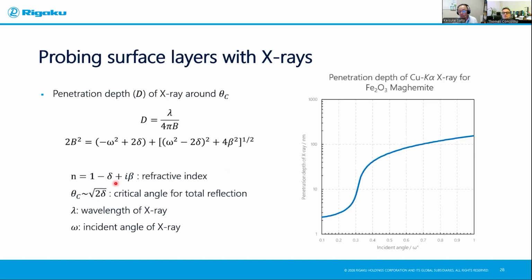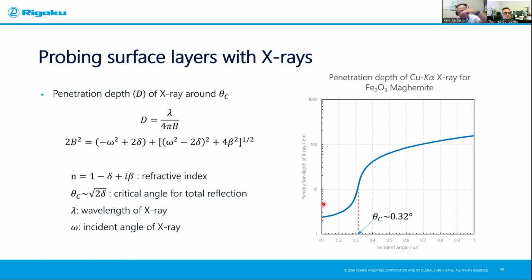Assuming this, this is the calculated result. I calculated for magnetite, iron 2 oxygen 3, because this is the topmost surface. And the critical angle of total refraction was 0.32 degrees. I hope you see here, below the critical angle of total refraction, the penetration depth in the vertical direction is limited to the nanometer scale, only a couple of nanometers. So this is the area we need to focus on.